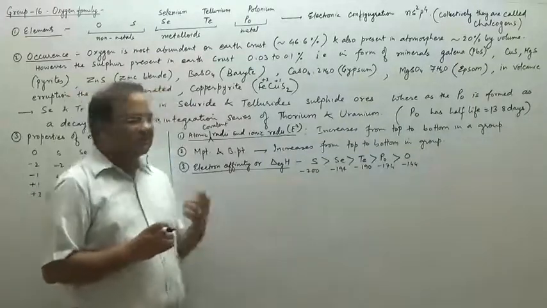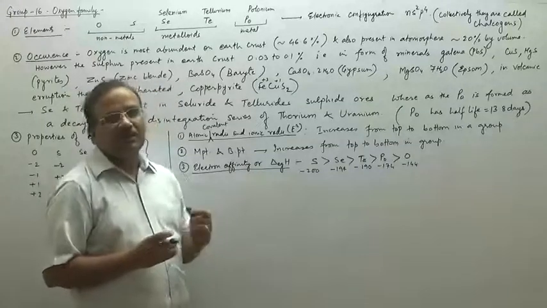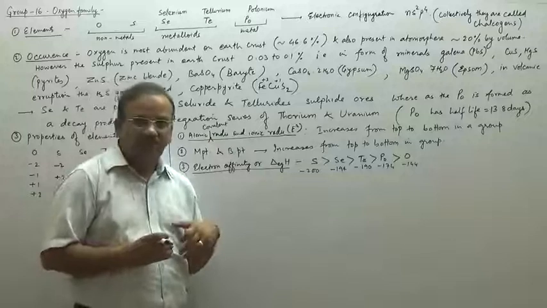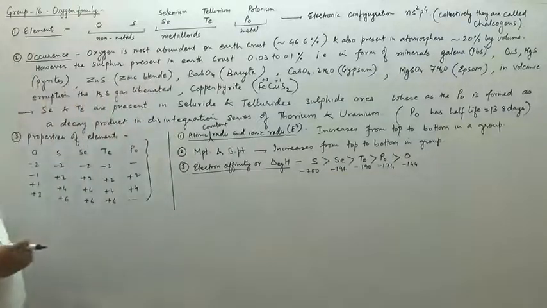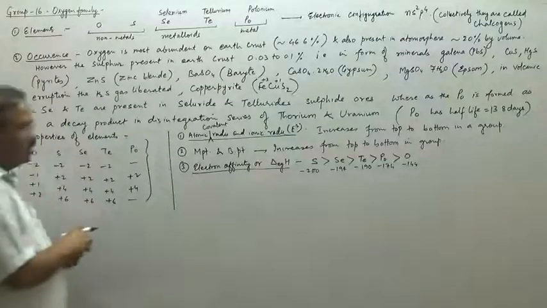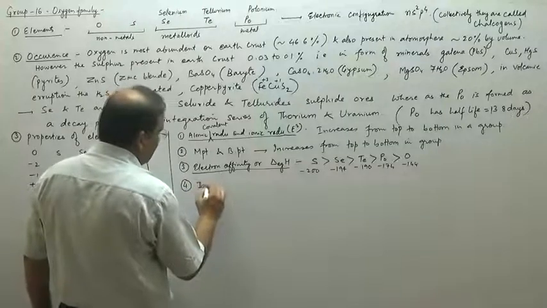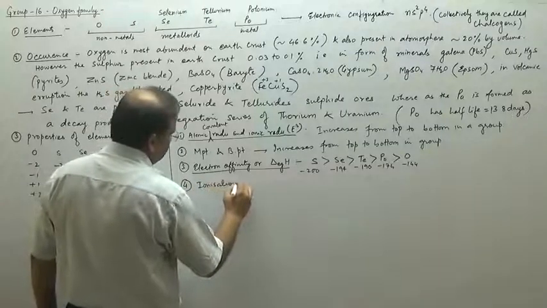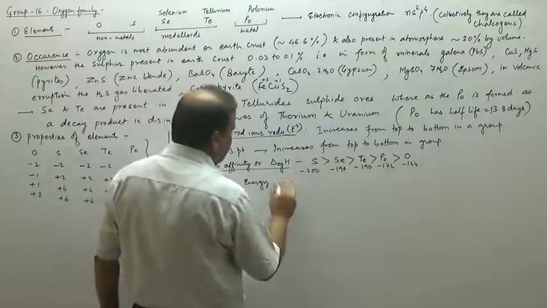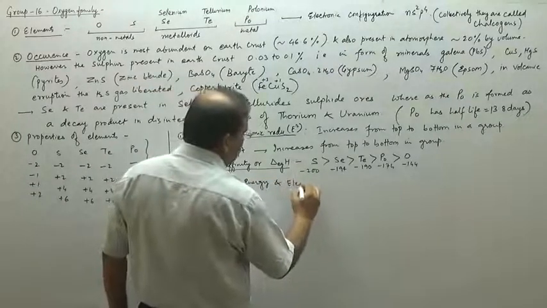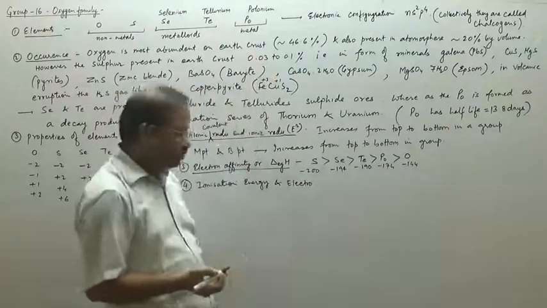So in all the cases that is exothermic, and electron gain enthalpy means we are talking about the first electron addition, because electron affinity means the first electron addition. So we can write that electron affinity, ionization energy, and electronegativity all decrease down the group because non-metallic to metallic character is increasing.